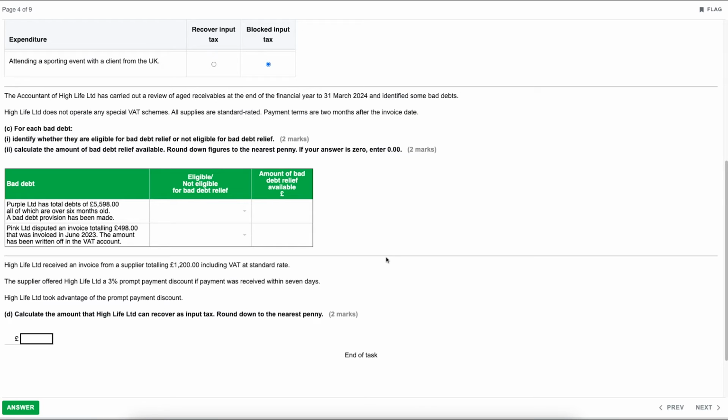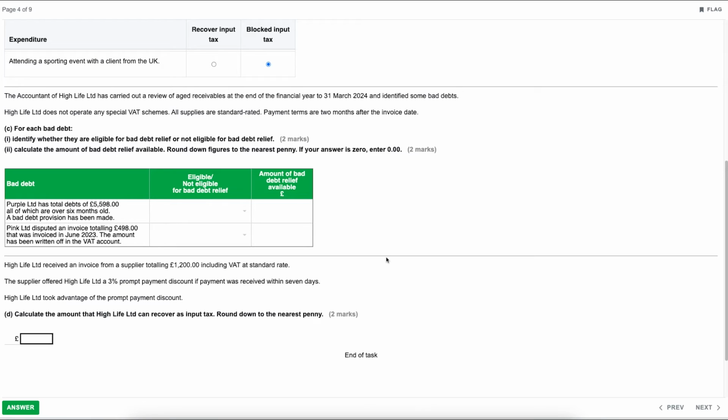Part C then, for each bad debt, firstly, identify whether they are eligible for bad debt relief or not eligible for bad debt relief. Part 2 then, calculate the amount of bad debt relief available and round down your figures to the nearest penny. If your answer is 0, enter 0.00. So important to read these questions carefully because there'll be so many people who just enter 0 and you won't get the marks, so you need to enter 0.00.